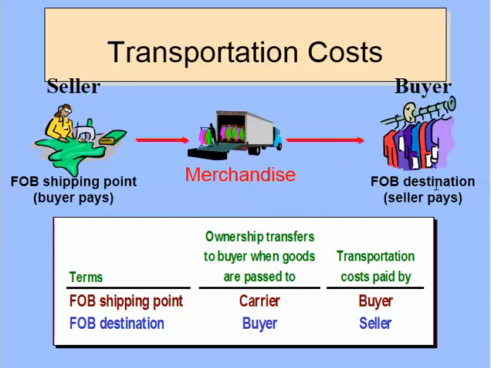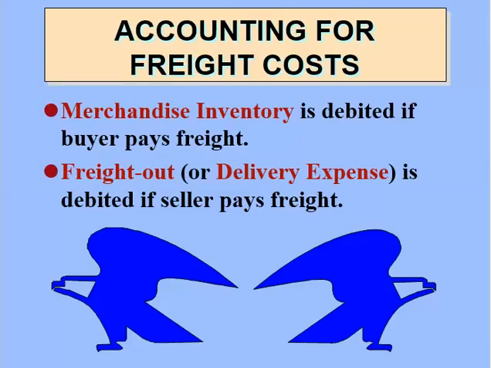If it's FOB destination, the seller is going to pay the freight, and they do not give up possession of the inventory until it reaches the buyer's loading docks. So the seller has control through the entire process until the buyer takes possession at their own loading docks. Now, if we are buying merchandise and we have to pay the freight, we debit merchandise inventory. If we're selling merchandise and we have to pay the freight, that's delivery expense.